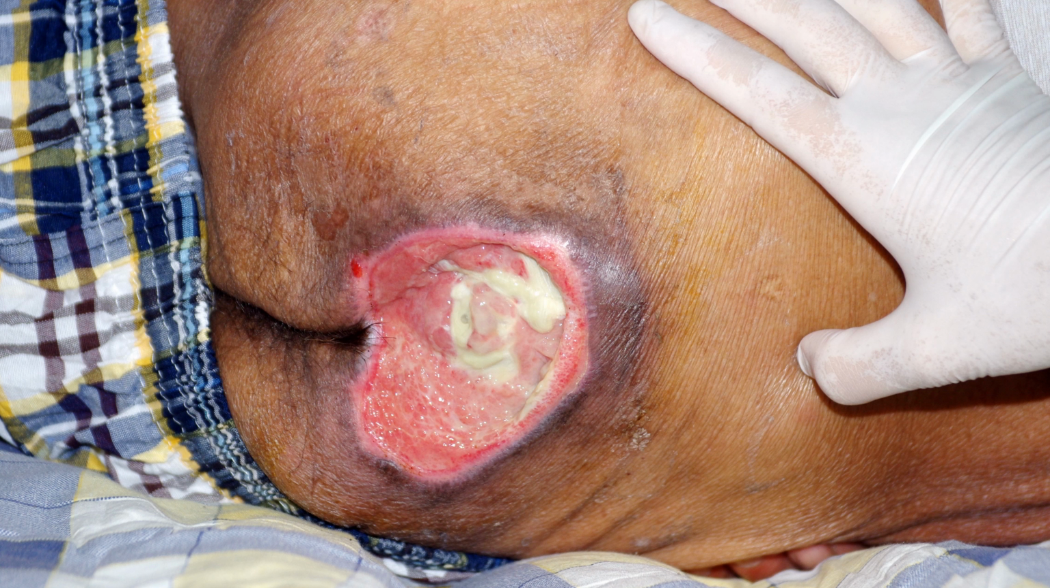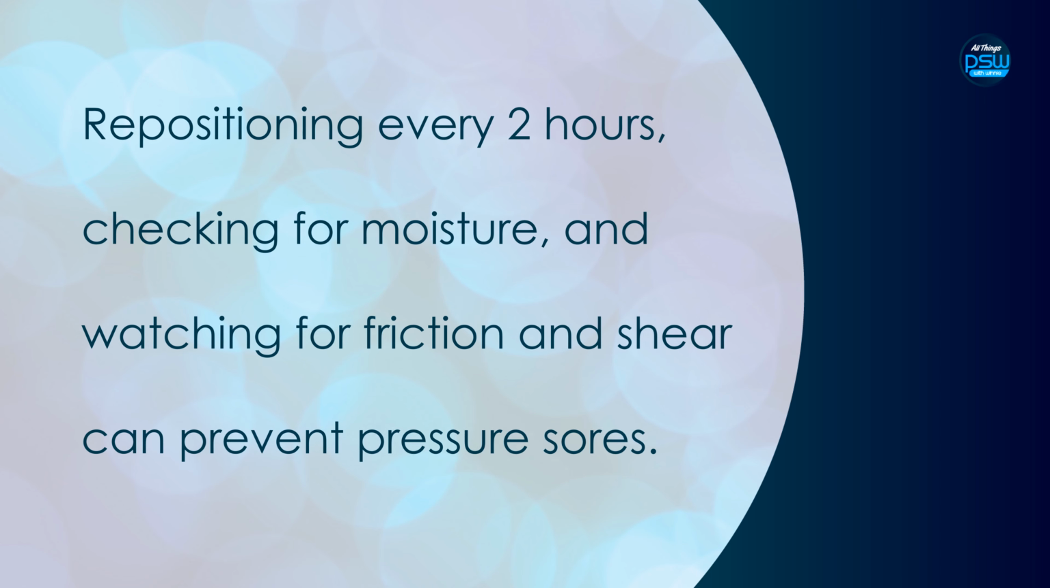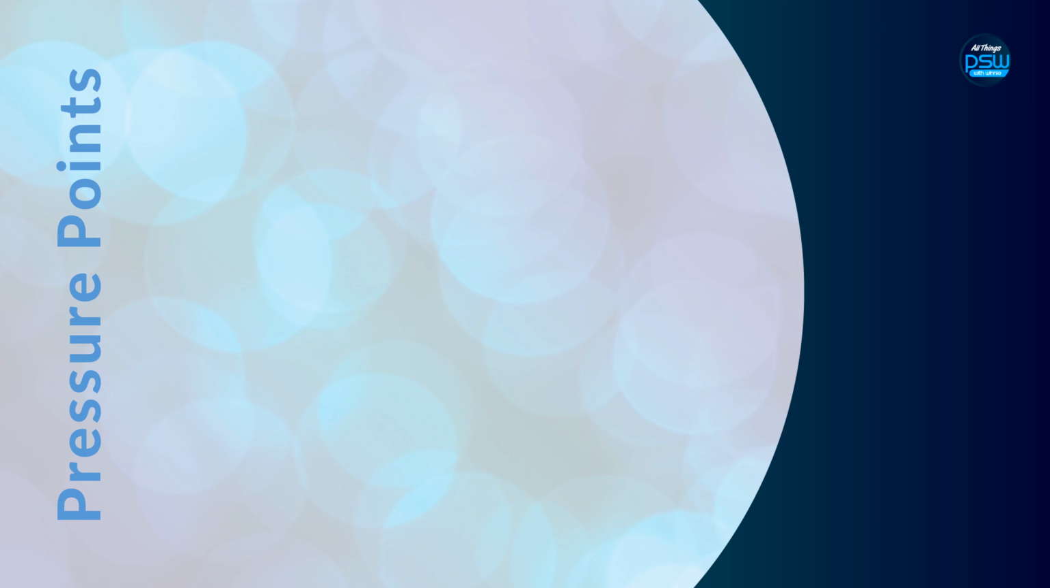So what's the key to prevent a pressure ulcer or a pressure sore or a decubitus ulcer? Repositioning. And always, if they ask, how often do you reposition? You should say every 2 hours. Also check for moisture. What does that mean? Make sure someone's not wet. If they're incontinent, make sure you change them every 2 hours. They could be incontinent of bowel, they could be incontinent of urine, but make sure you change them every 2 hours. And also, when you are repositioning, watch for friction and shear, which we have covered in other videos as well.